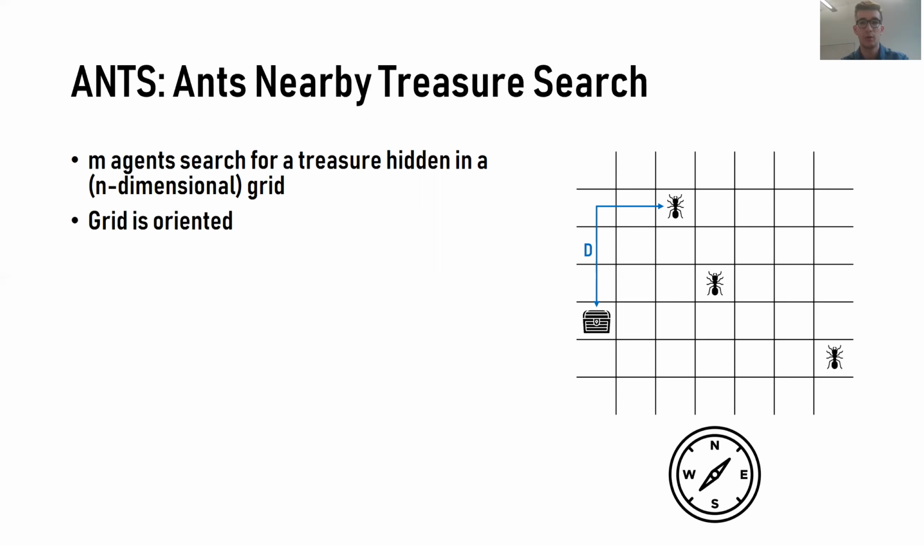Now, what do we know about this grid? Well, we assume that it's oriented, or in other words, that agents have a sense of direction. For example, you could think of this as each agent having a compass that points north, south, east, and west. For the computational power of these agents, we assume that they're just controlled by finite state automata. There have been variants that studied agents controlled by Turing machines, but in our setting, we will limit this to just finite state automata.